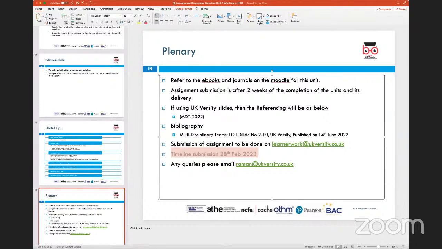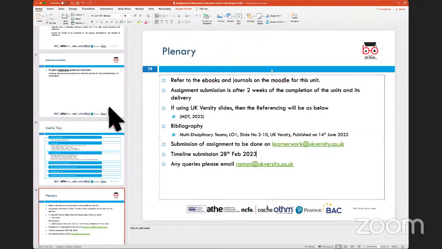So in this case, today being the final session on Unit 4, because we've covered the 6 learning outcomes and the assignment criteria, I would suggest that you take 2 to 3 weeks to complete the work and then submit it to me for marking at learnerwork@ukversity.co.uk.